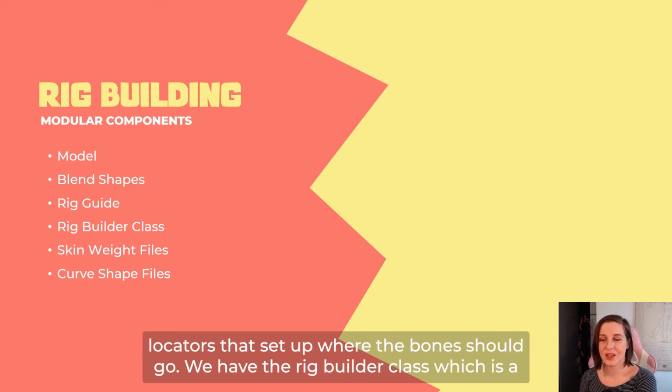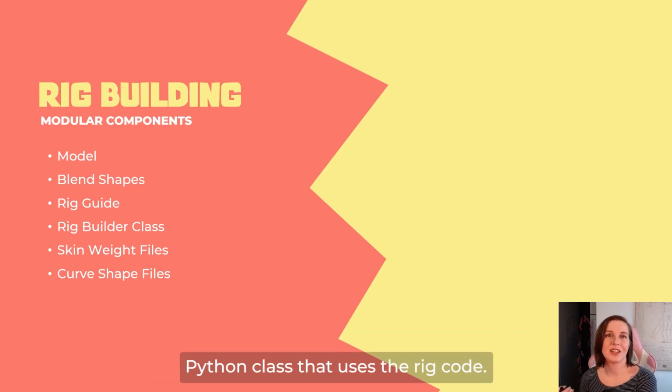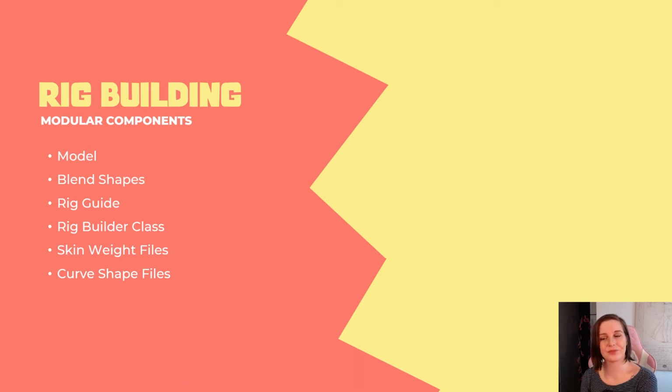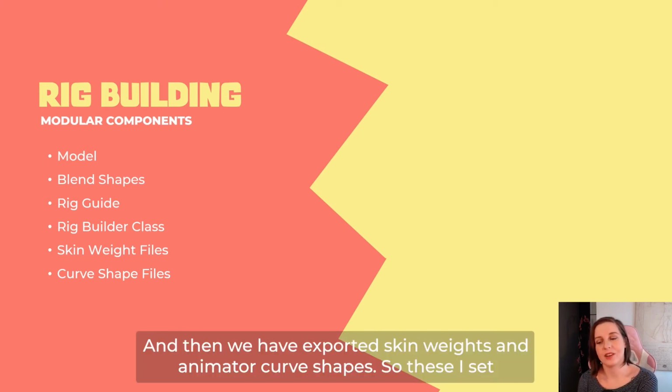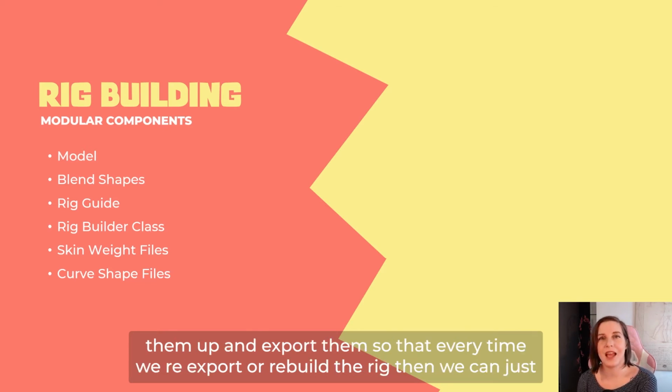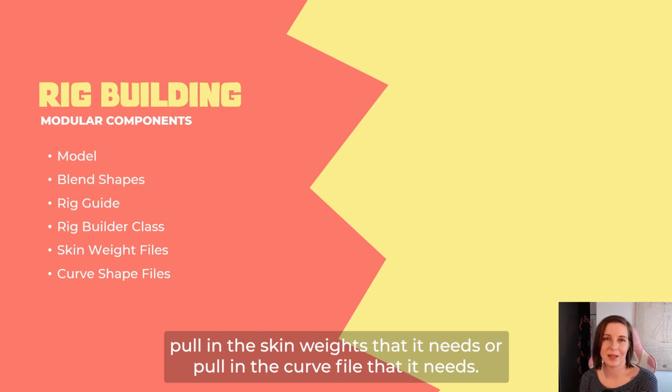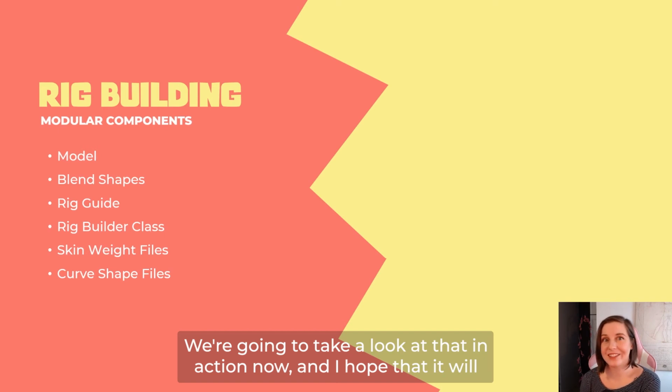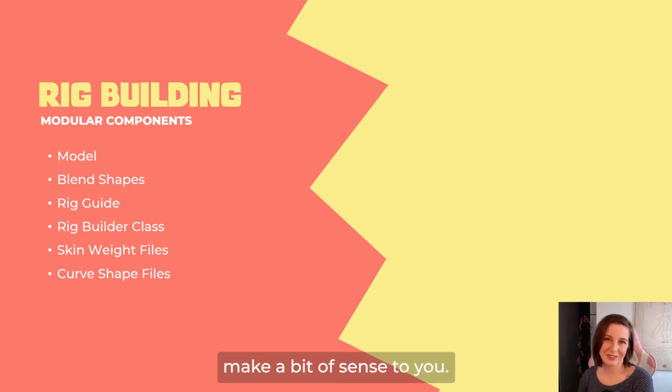We have the rig builder class, which is a Python class that uses the rig code. And then we have exported skin weights and animation curve shapes. So these, I set them up and export them so that every time we re-export the rig or rebuild the rig, then it can just pull in the skin weights that it needs or pull in the curve file that it needs. We're going to take a look at that in action now, and I hope that it will make a bit of sense to you.